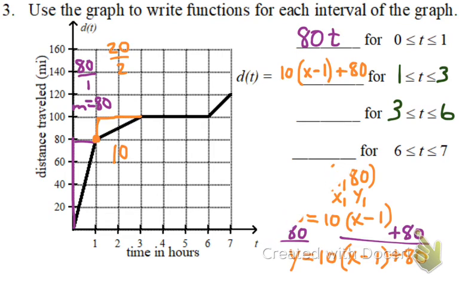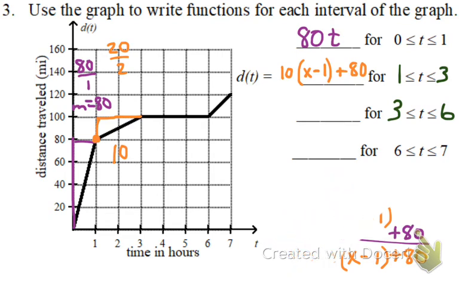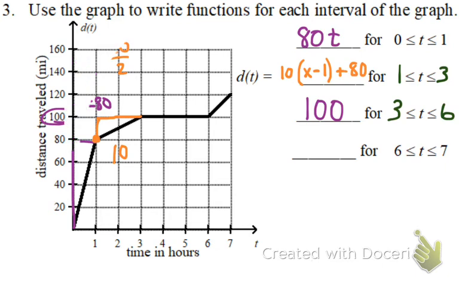For the next part of the graph, it's that constant piece, that horizontal piece. And so we can write that it is 100. Notice that the slope would be 0. If you extend this horizontal piece out, you'll see that it intersects the y-axis at 100. So slope is 0, y-intercept of 100. You can simplify that to just 100 for the equation.